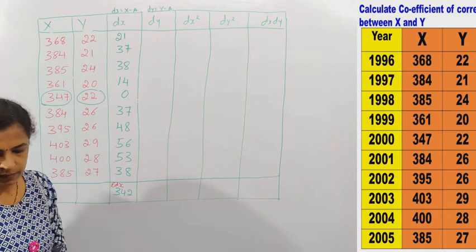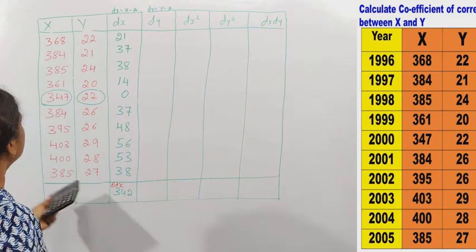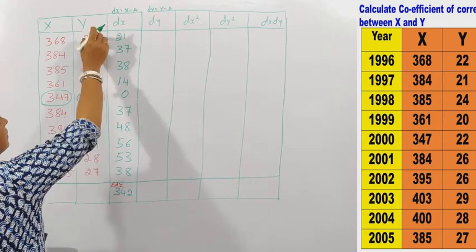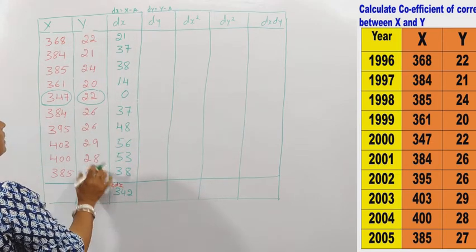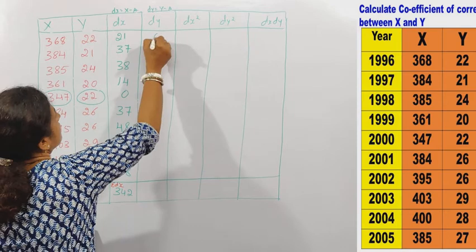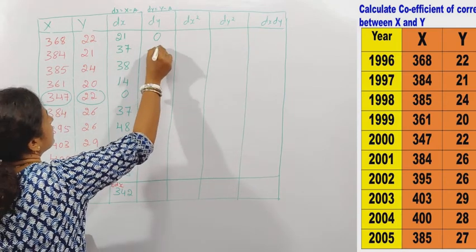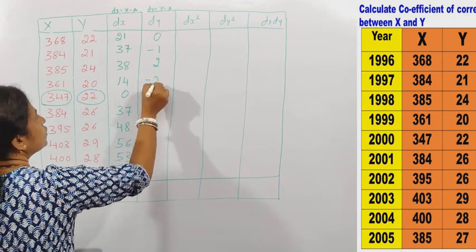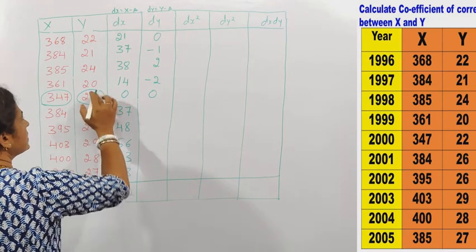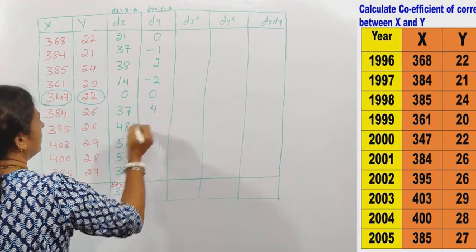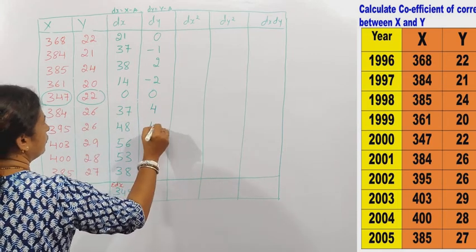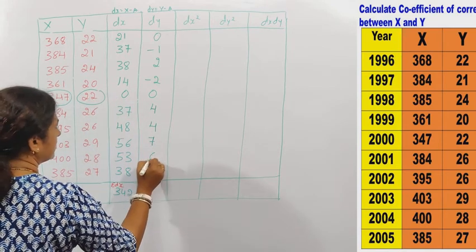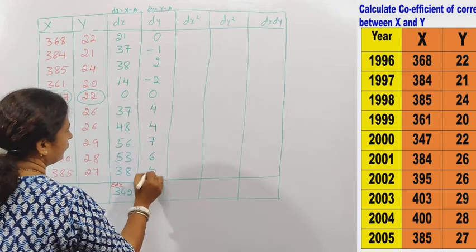Next dy. For dy, the assumed mean value is 22. Y minus a. So here we have to deduct 22 from all the values in the y series. 22 minus 22, 0. 21 minus 22, minus 1. 24 minus 22, plus 2. 20 minus 22, minus 2. 22 minus 22, 0. 26 minus 22, 4. 26 minus 22, 4. 29 minus 22, 7. 28 minus 22, 6. 27 minus 22, 5.